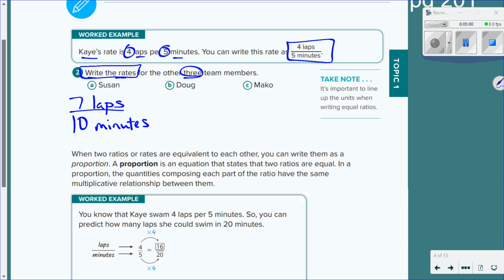What was Doug's rate? You've already answered a couple. 1 lap in 2 minutes.